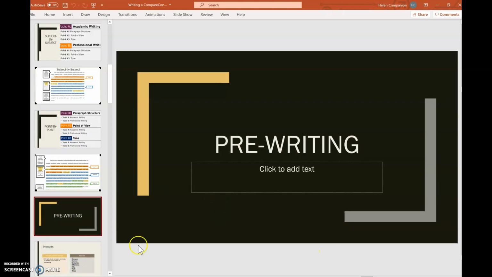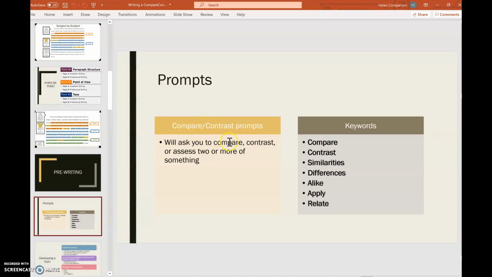So pre-writing for the compare contrast. So let's look at prompts. Compare contrast prompts will ask you to compare or contrast or assess two or more things. So what you're looking for are certain keywords or signal words, and you're looking for two or more things in the prompt. So your words you might look for: compare, contrast, similarities, differences, alike, apply, and relate. Relate comes up a lot more in upper level classes, where it's like relate what we talked about in class about X to two poems that we've studied. How does this concept show in these two works?